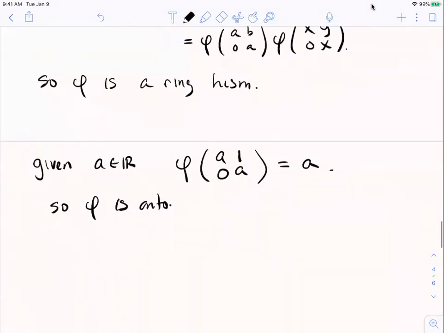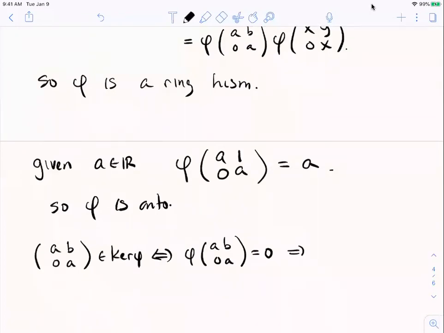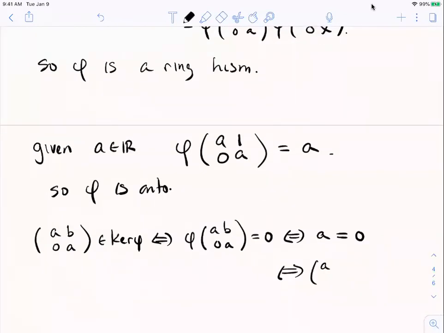All right. Last thing to do is calculate the kernel. But we cooked this up to work. I mean, what does it mean? A matrix A, B, 0, A is in the kernel of phi if and only if phi of it is the identity, which is 0. But phi of that matrix is A. So that's if and only if our matrix A, B, 0, A is equal to the matrix 0, B, 0, 0, which is an element of I.